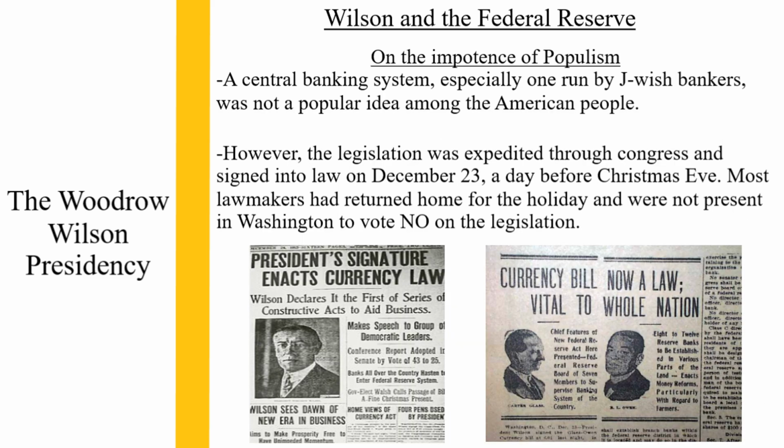On the impotence of populism. A central banking system, especially one run by Jewish bankers, was not a popular idea among the American people. However, the legislation was expedited through Congress and signed into law on December 23rd, a day before Christmas Eve. Most lawmakers had returned home for the holiday and were not present in Washington to vote no on the legislation.